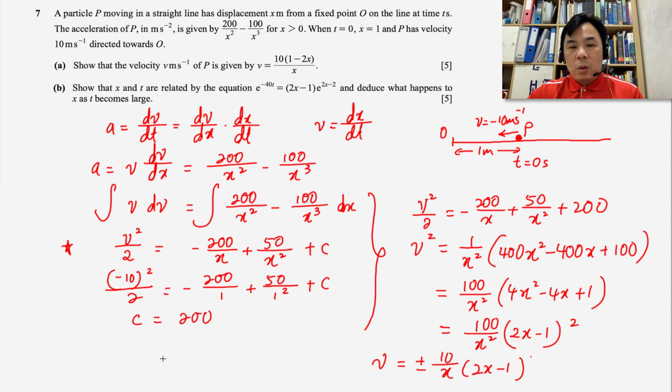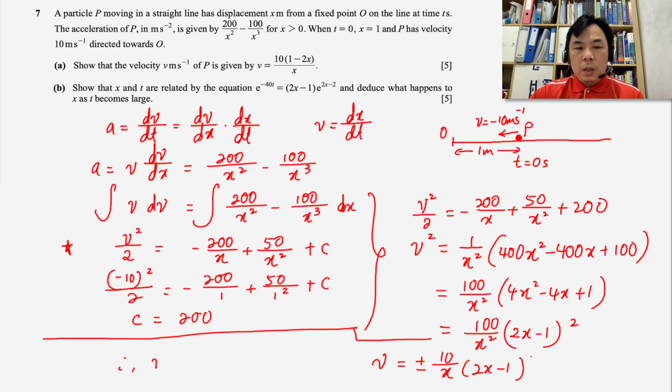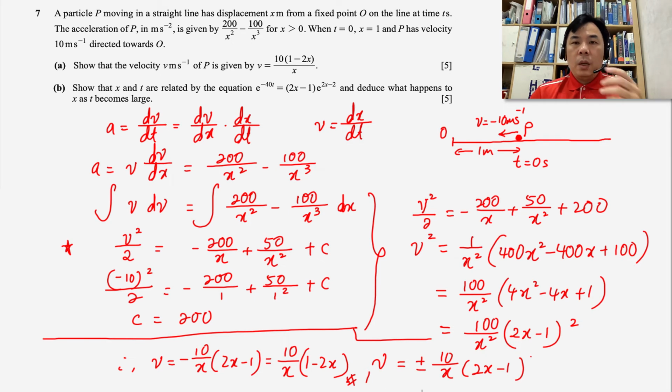Now, due to that logic, we conclude that, in this case, I'm going to draw a line here. So we conclude that v must be equal to negative 10 over x times 2x minus 1, or you can write it as 10 over x times 1 minus 2x here. And then there you have it. That will be the velocity function that is written with respect to displacement. Okay, so I hope the negative sign is clear to you, right?